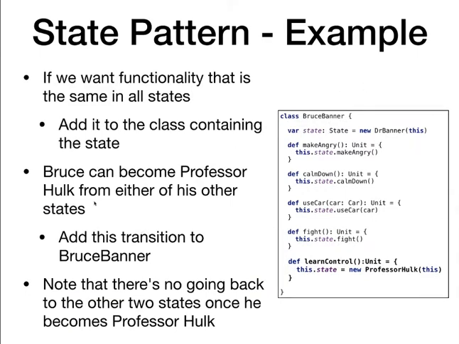And note that since we added this learn control right in the Bruce Banner class, Bruce is going to have this behavior no matter what state he's in. So whether he's Dr. Banner or the Hulk, in either one of these states, we'll let him learn control. No matter what state he's in, he can learn to control this and become Professor Hulk. So he has this behavior. If any behavior is common across all states, we can put it right in the actual class with the state itself to share that behavior across all states. We could also add this to our API, add it to the state class, and have him behave differently in his different states. But we'll say he can always go to Professor Hulk.